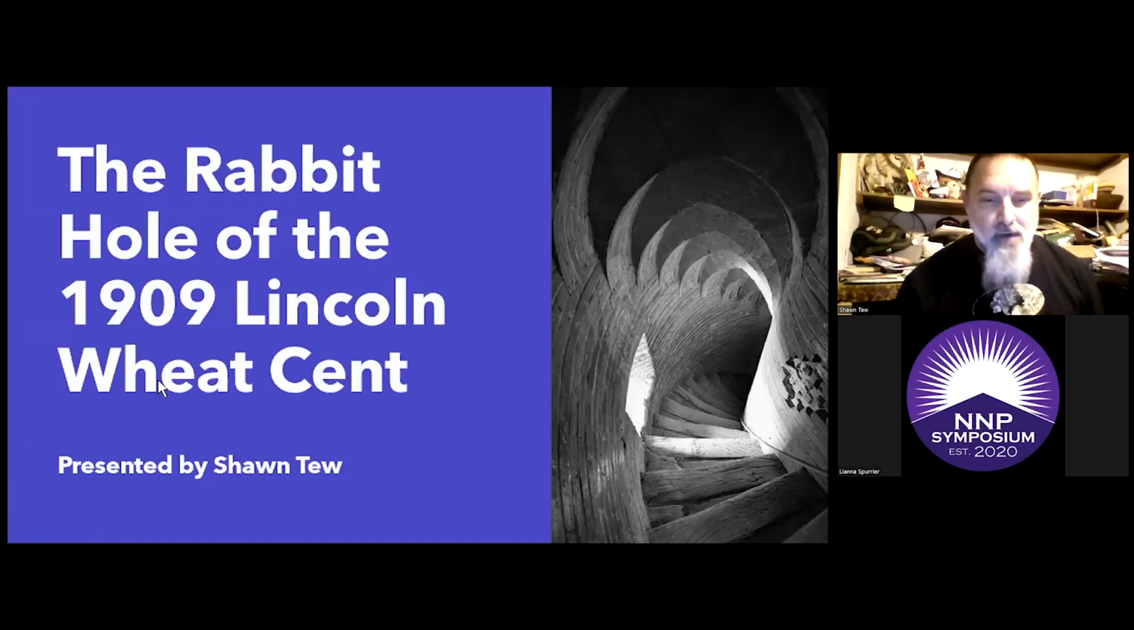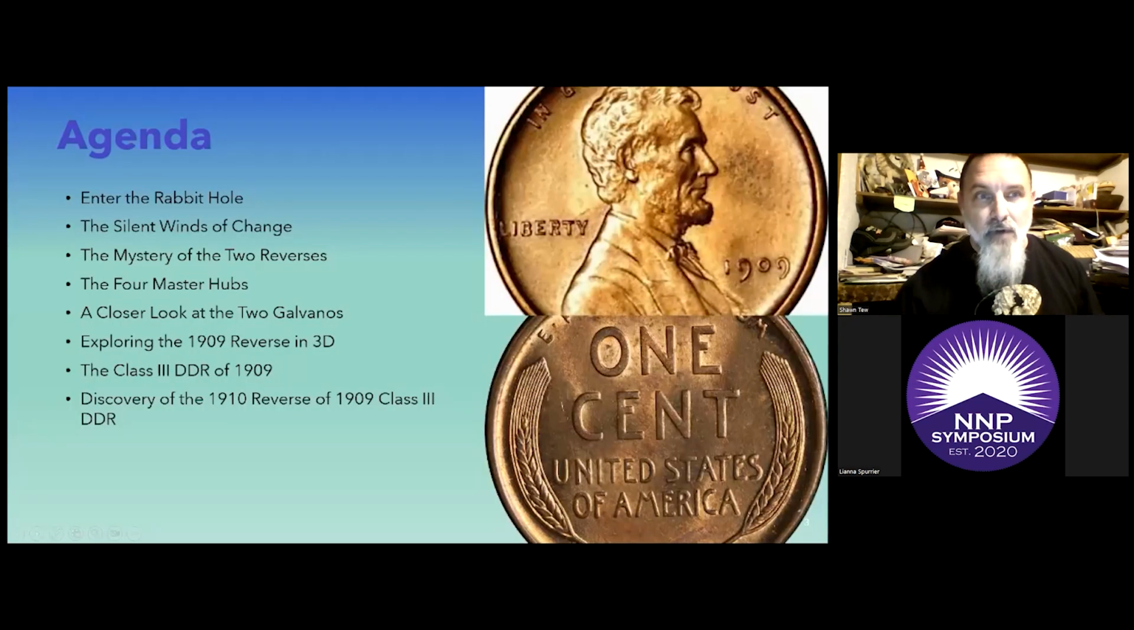Good evening, everybody. I am the author of The Rabbit Hole of the 1909 Lincoln Wheat Cent and The Rabbit Hole of the Improper Alloy Mixes. I am going to go over the 1909 Lincoln Wheat Cent, the research that was done this year starting in January. Forgive me, I've just put this on a new laptop, so I'm trying to make it through everything here.